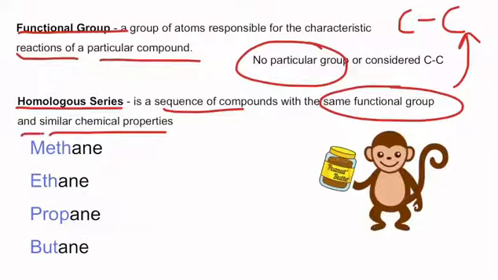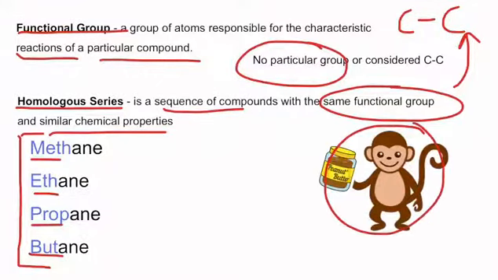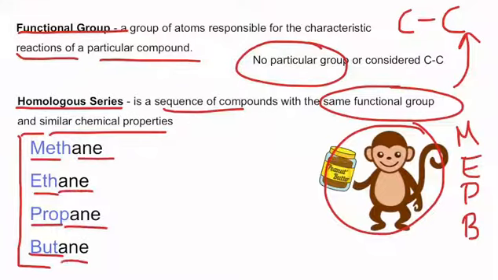So these are our first 4 alkanes in the homologous series: methane, ethane, propane, and butane. Note the first part of these words is meth, eth, prop, and but. The way that I remember this is a mnemonic: monkeys eat peanut butter, M-E-P-B. And all of these words also end in ane, which is characteristic for any alkane that we have.